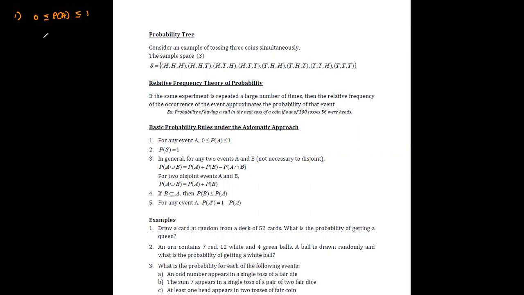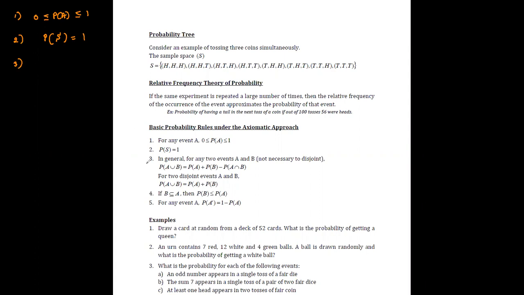The next rule is that the probability of the sample space should be equal to 1. It is because the probability of getting an event from the sample space should be exactly 1. We have defined the sample space as the set of all possible outcomes. Therefore, the sample space must always happen, since there are no outcomes other than the elements in the sample space.